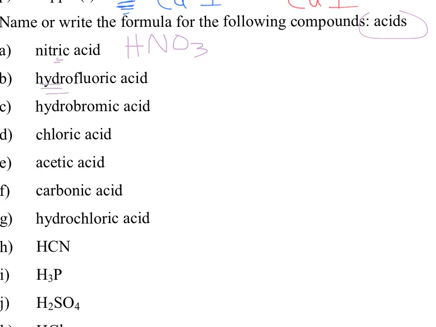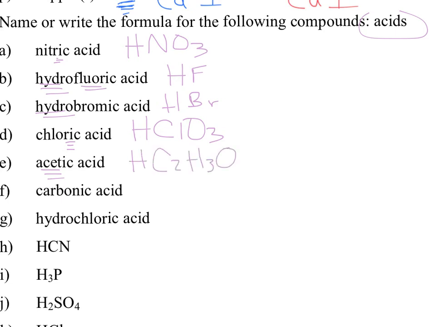Hydro, so that tells me there's no O. So it's fluoric, so it's HF. Hydro tells me there's no O, so it's HBr. Chloric, ic came from the 8 polyatomic, and so it's HClO3. Acetic acid is HC2H3O2.